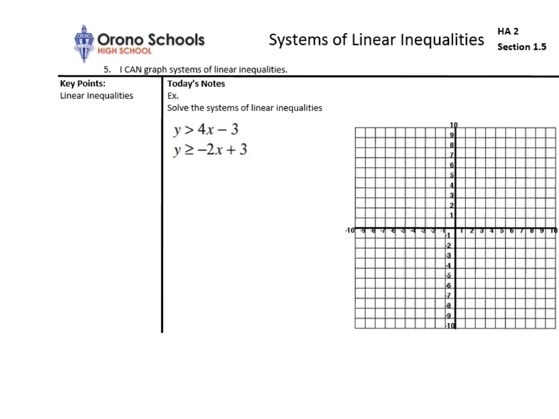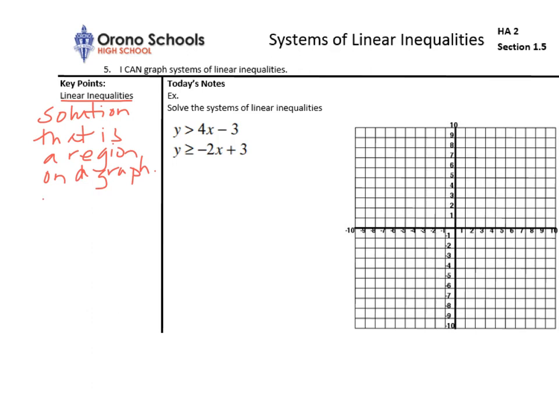Lesson 1.5 takes what we know about solving systems of equations and transfers that to systems of linear inequalities. A linear inequality system will have a solution that is a region on the graph versus just an ordered pair. To get that solution, we'll graph each inequality separately.